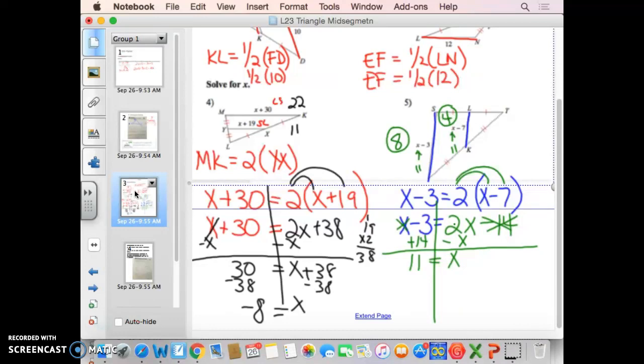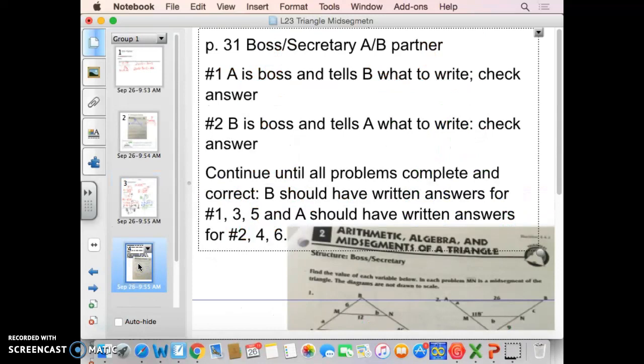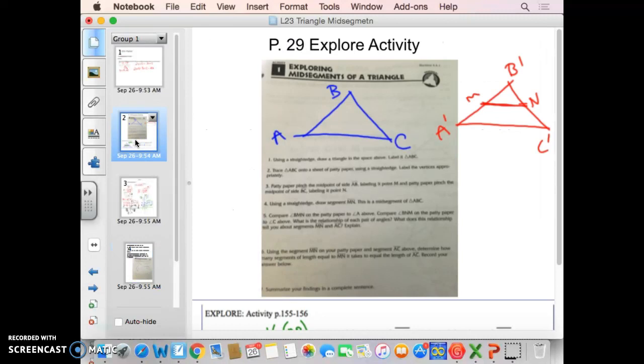So that's how you apply the triangle mid-segment theorem. Is it a theorem or a postulate? Let's look back and see.